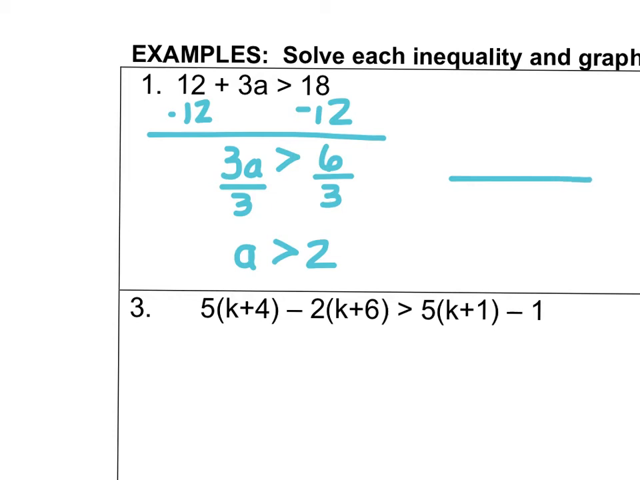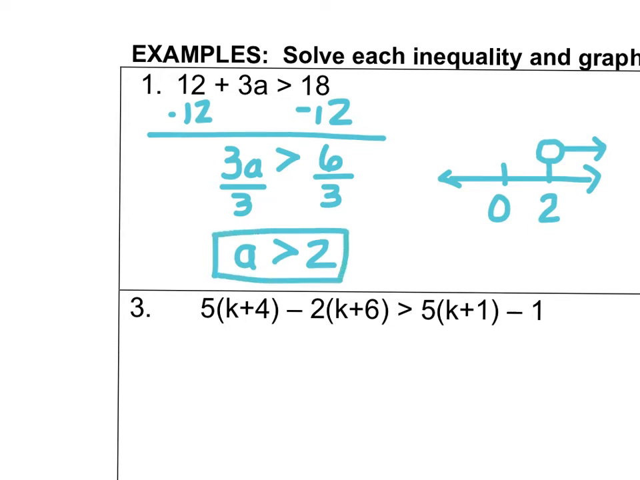To graph this solution, we will start with a number line. I like to put a 0 for a frame of reference. Now, since this is a greater than symbol, it will be an open circle. It means that everything greater than 2 is a solution. So 2.1, 3, those are all solutions. Box your answer. And then let's move on to number 2.